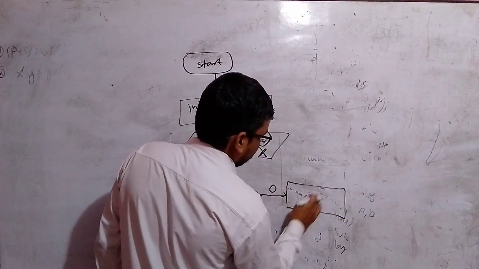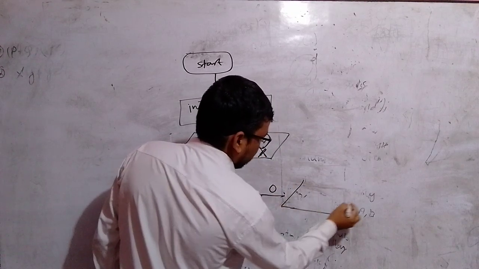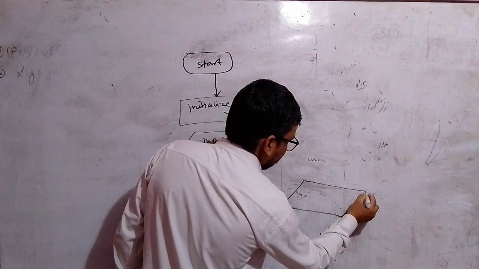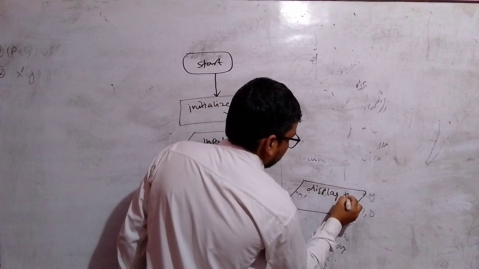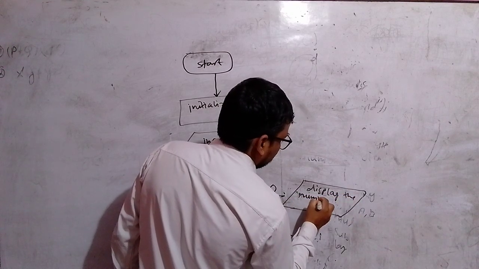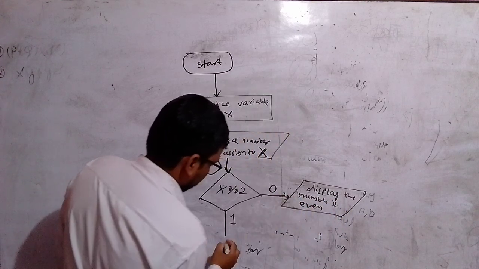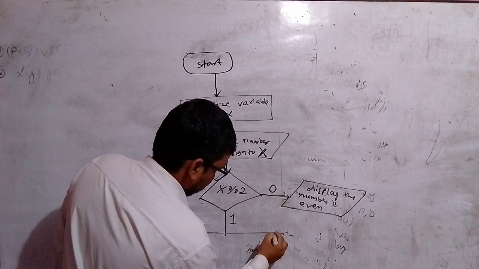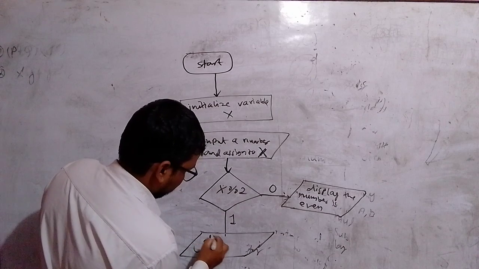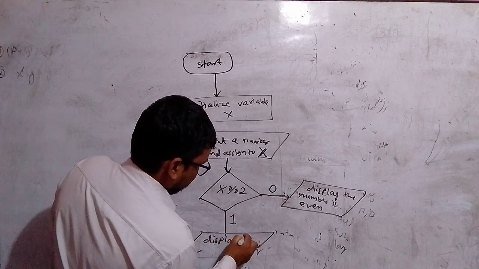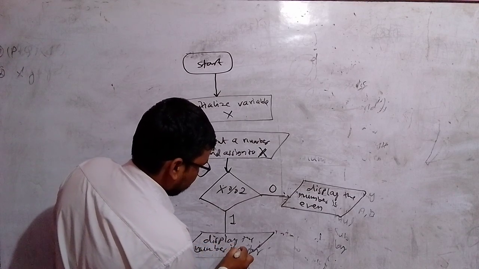In case of 0, this would be the output. The output symbol would be like this, a parallelogram: display the number is even. And if we get 1, display the number is odd.